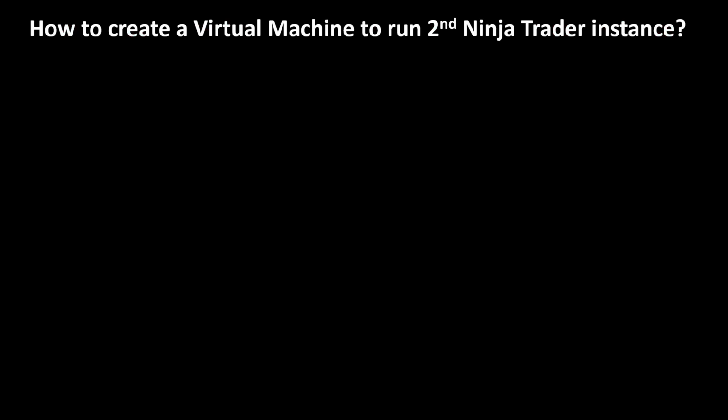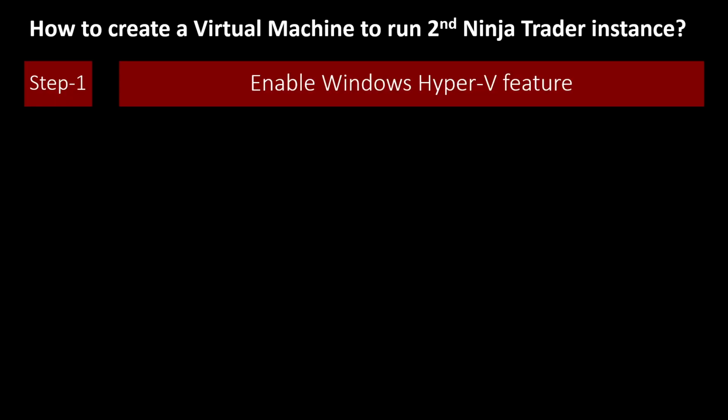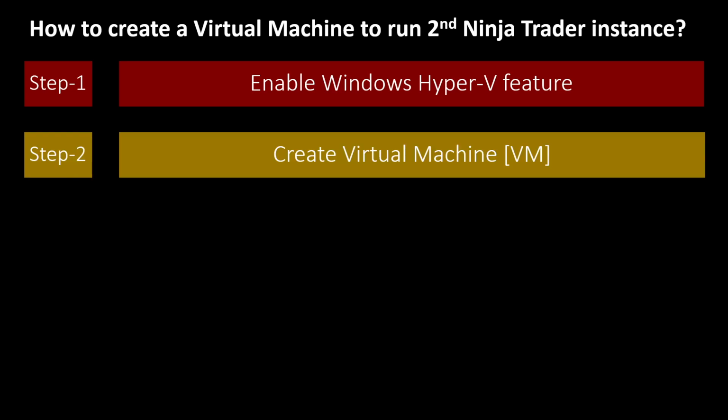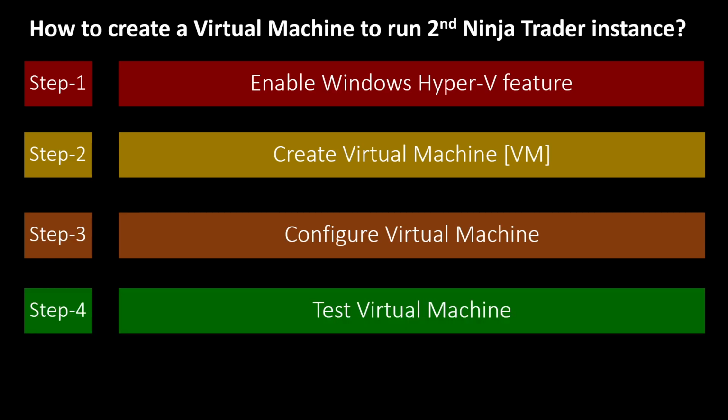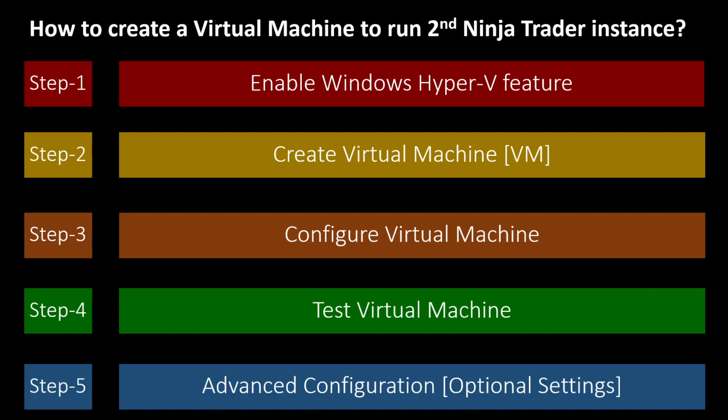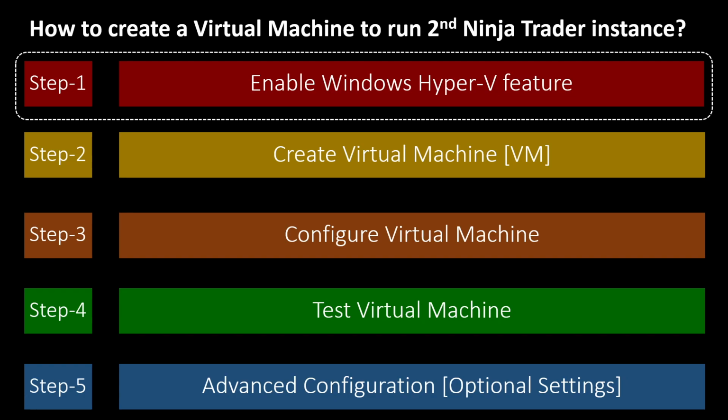This setup will be achieved in 4 steps. Step 1 is to enable the Windows Hyper-V feature. Step 2 will be creating the virtual machine. Step 3 is to configure your virtual machine. Step 4 is to test your virtual machine. And finally, step 5 is our advanced optional configurations. It will give you the capability of using Replicanto, a trade copier, in the remote network mode. So let's start with step 1, which is to enable the Hyper-V feature on your main machine.